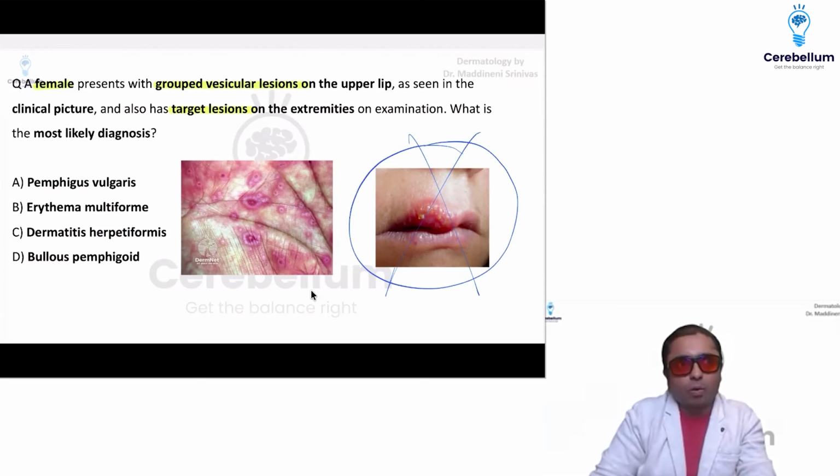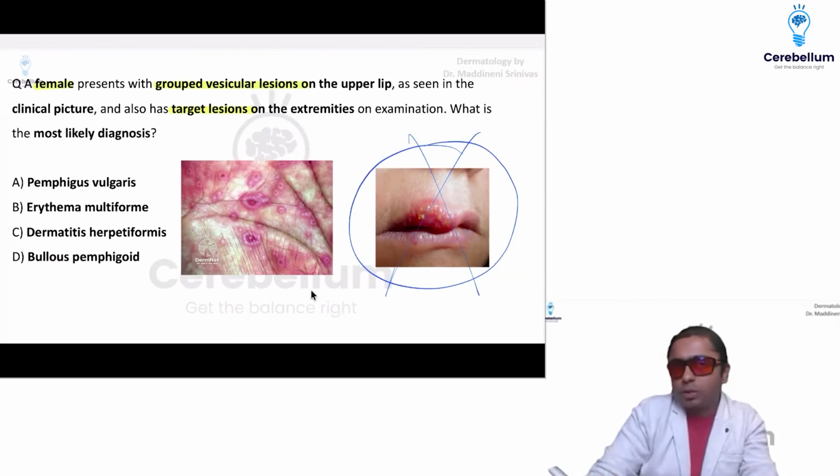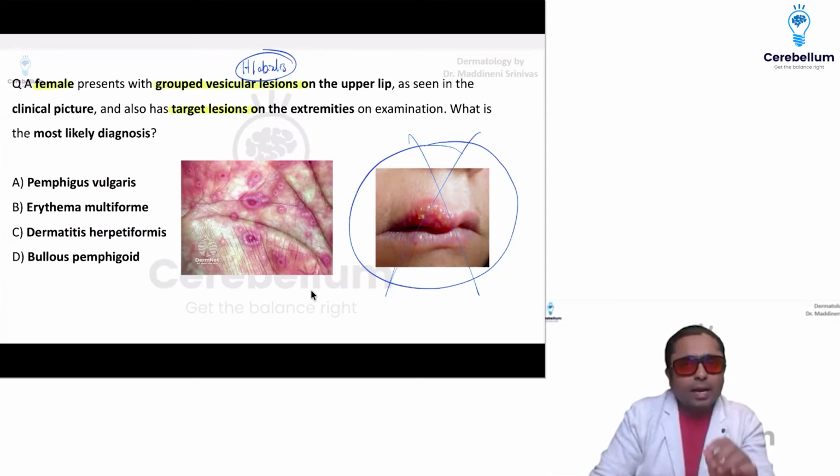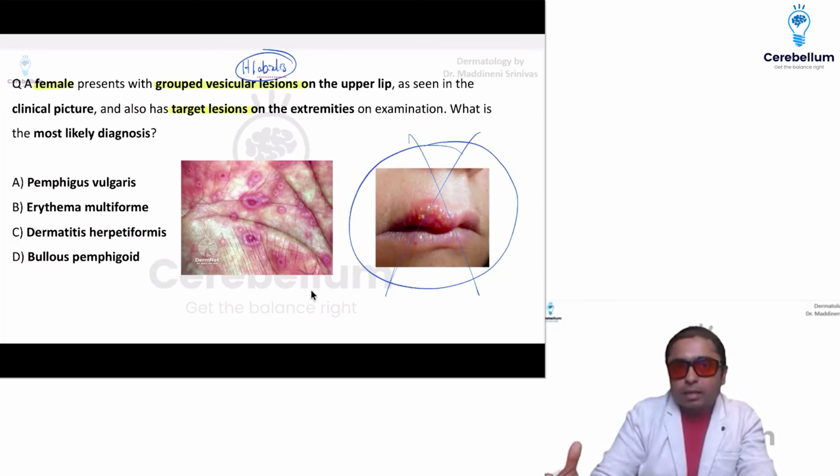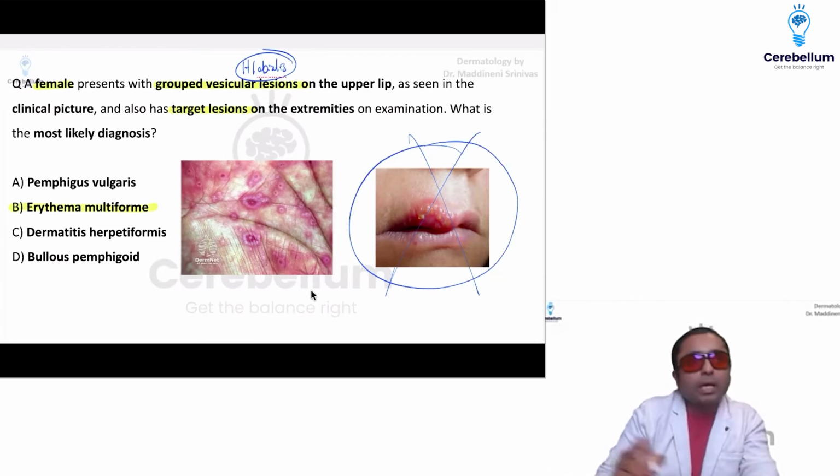Acha, the woman's lip they have mentioned. Okay, right. So if you combine these two, they are trying to integrate the subjects, and within the subject also they are trying to integrate different topics. If there are grouped vesicular lesions over the lip, what diagnosis will you think of? Herpes labialis, right? And we have discussed erythema multiforme, which presents with target lesions. The important etiological factor responsible is infection, and that is herpes labialis. So this is a two-layered question. The answer here is going to be option B, erythema multiforme.